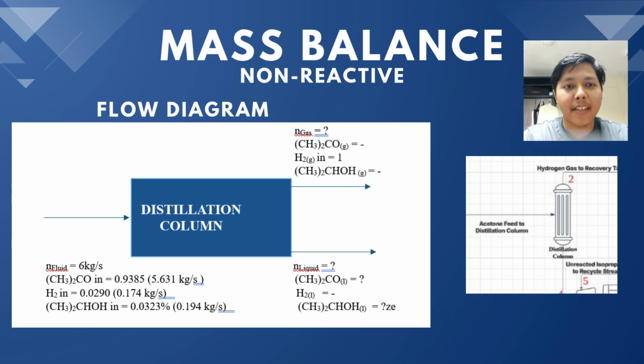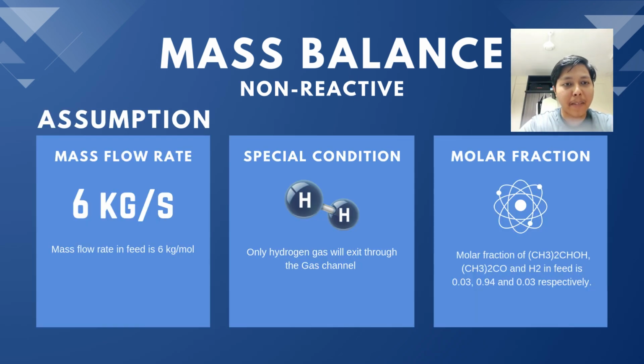Hi, I'm Aziz. Today I will talk about mass balance. From the diagram that is given to us, I constructed the flow diagram. The purpose of this project is to separate the liquid and the gas product. This is the assumption: the mass flow rate is in kilograms. Saturation is hydrogen. Here we exit to the gas channel. So the molar fraction is like the given reaction.